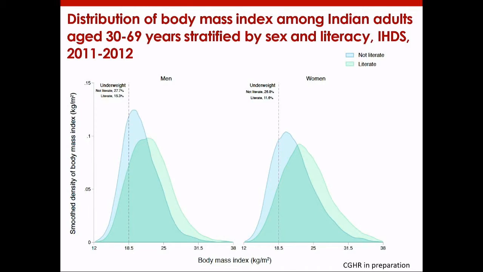Well, the first thing, to think about body mass, is to start with an understanding that the BMI distributions vary greatly in India based on literacy. You see these startlingly different distributions. Among the illiterate populations, the prevalence of being underweight, meaning a BMI less than 18.5, is considerably higher in men and in women than among the literate.